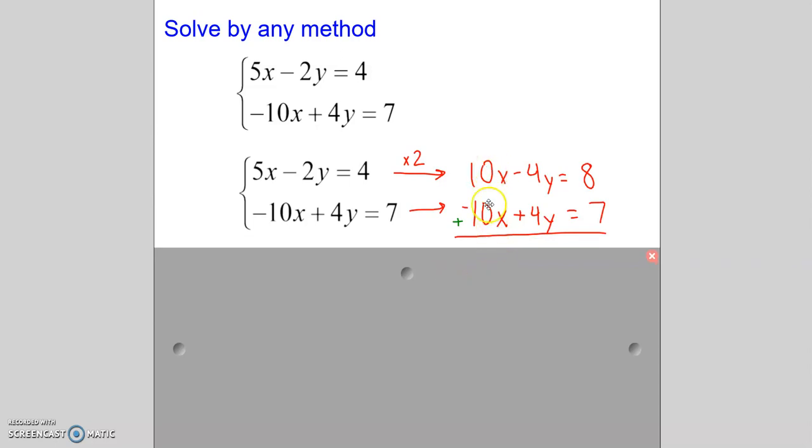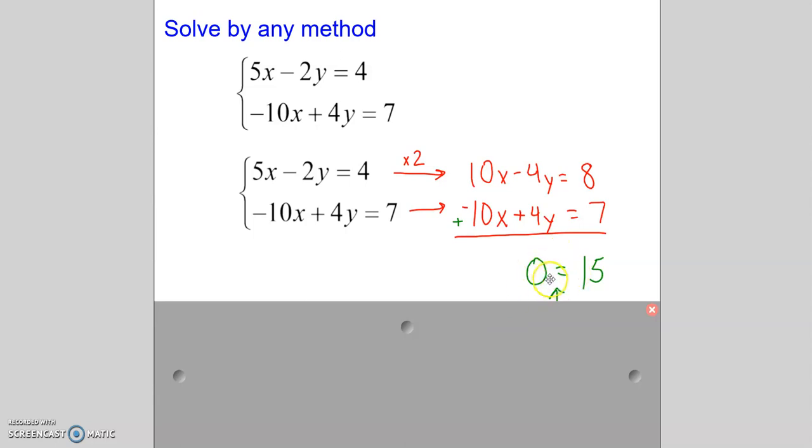I then leave this second equation alone. I then add these equations together and you can see I eliminate x's. 10x plus negative 10x is 0x. But then you also notice something weird happens here. Negative 4y plus 4y is 0, which means I accidentally eliminated both variables without really trying to. But since I'm adding these equations together, I still have to add on the left, and I get 8 plus 7 equals 15. Now, there's still a number over here on the left side. It's not like everything vanished.